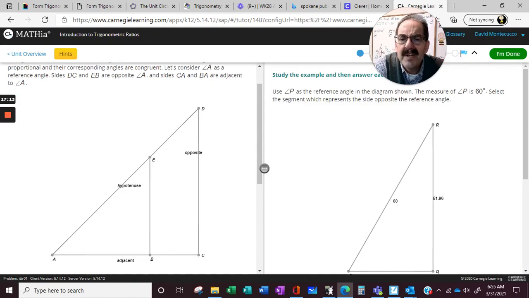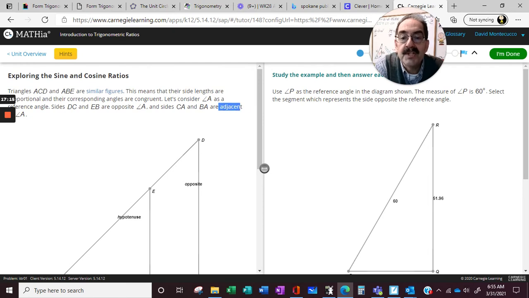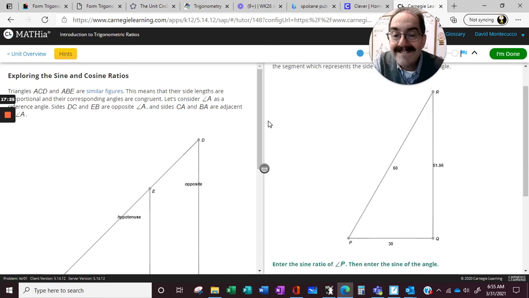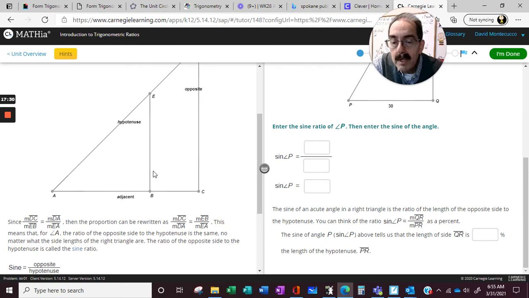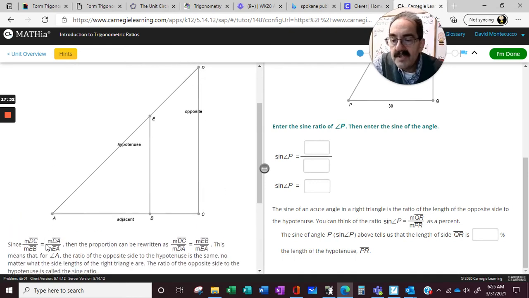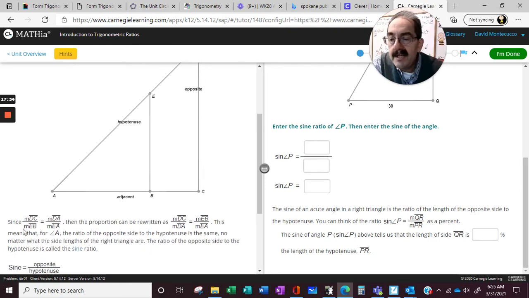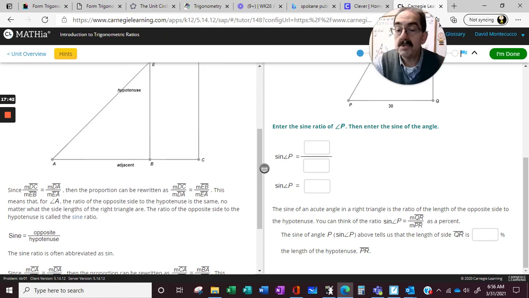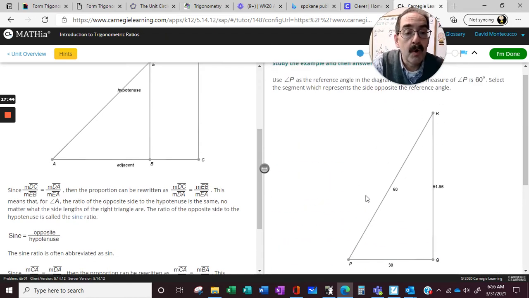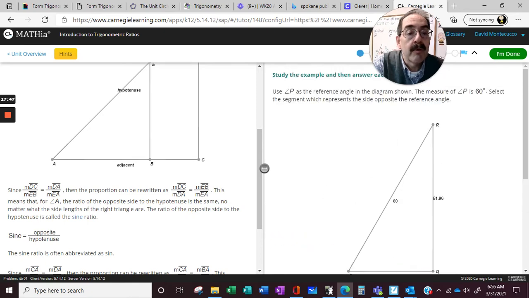Okay, similar figures. Let's go to angle A. Ooh, the adjacent. I know where that is. The opposite. I know where that is. And this idea of the reference angle. That's what we've been doing in class. Okay? So let's go here, and they're talking about the ratio. Just because it looks confusing, all they're saying is DC over EB. DC, EB. Okay, we're talking about ratios. SOH CAH TOA.